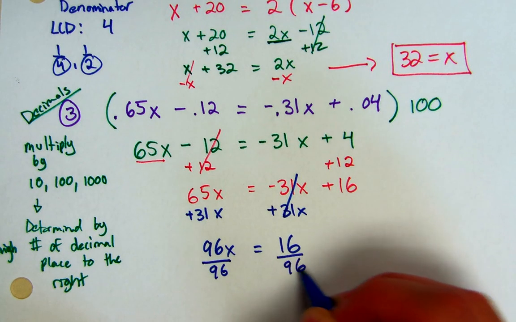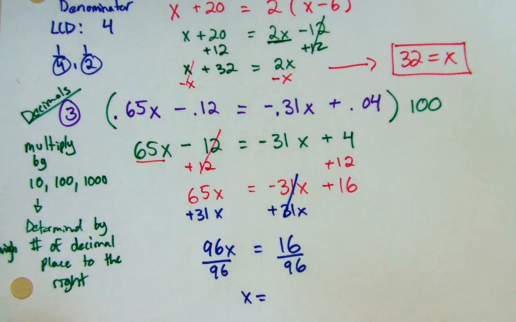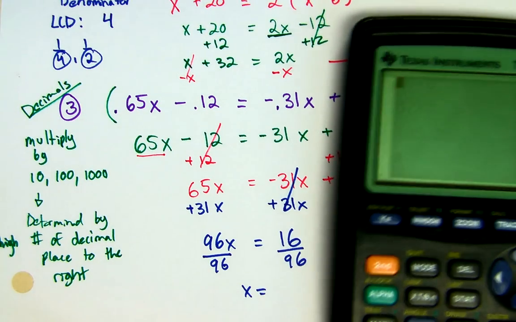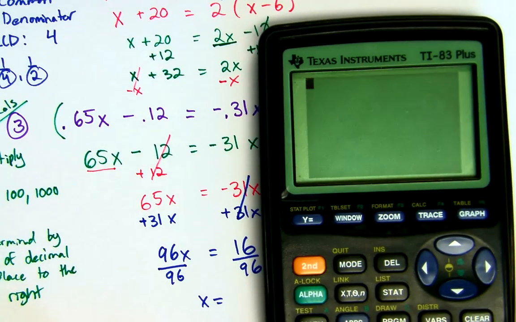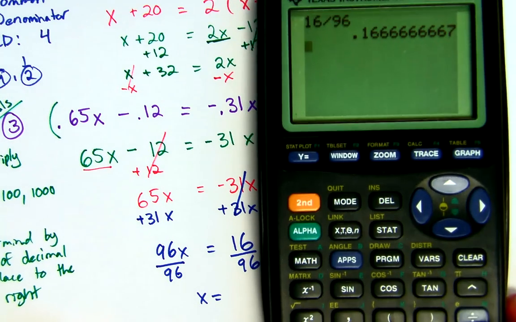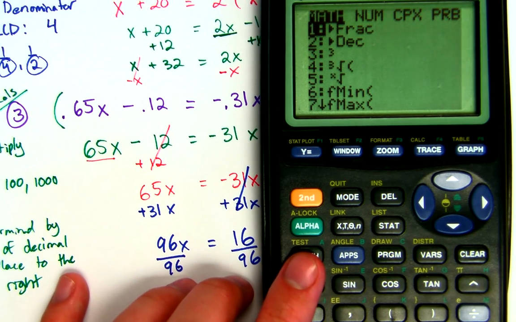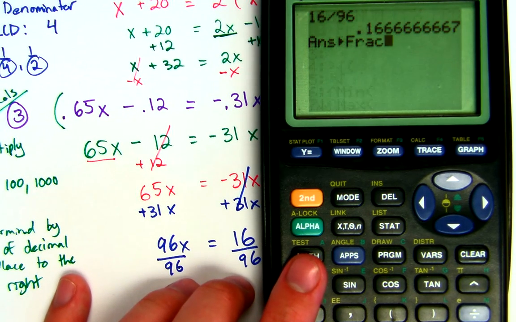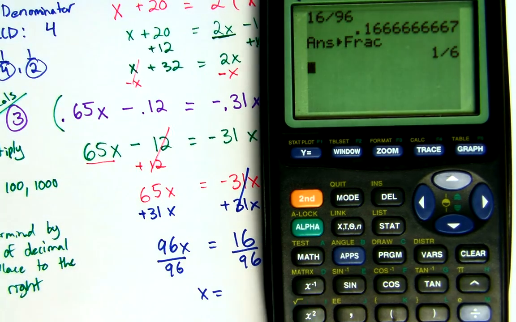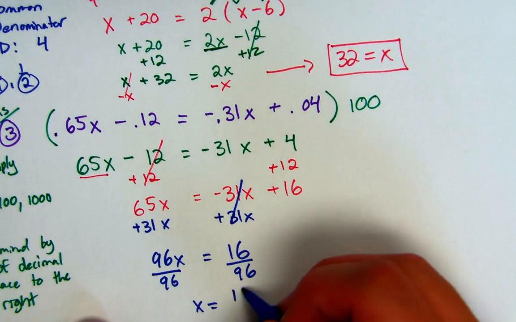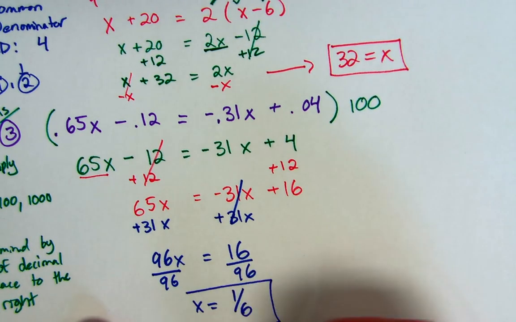Now here, if you don't know what happens here, then don't be afraid to divide and use your calculator. So I get x equals, well, I don't know what that is, so I'm going to turn on my calculator, and I'm going to type in 16 divided by 96. Well, that gives me a decimal. I want to know if that's actually a fraction, though. So if you hit math, the first option says frac. That means fraction. Hit enter and enter again, and it will spit out the fraction for you. So I know that this is actually 1/6.